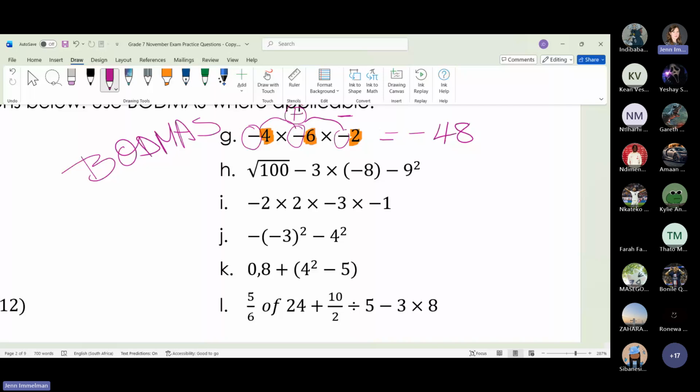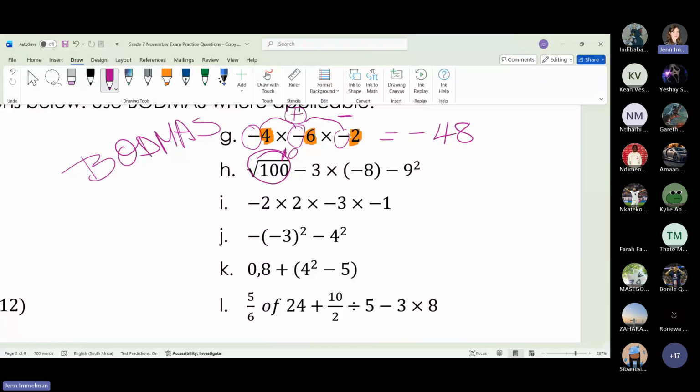Then I'm going to start with O, of, or to the power of. So this is my exponents here. Firstly, I have the square root of 100 and I have 9 to the power of 2. For the square root of 100, you need to know your squares and your cubes. You need to know this off by heart. So square root of 100 is what times what gives me 100? That is 10.